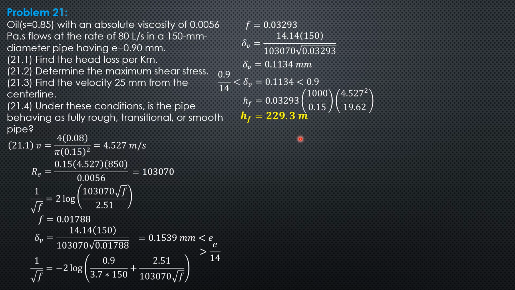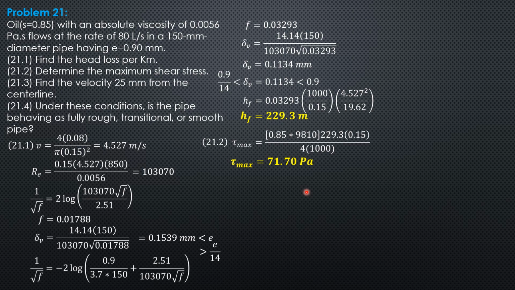Then determine the maximum shear stress. The maximum shear stress occurs at the walls, and it is gamma, the specific weight of the liquid, times head loss, times diameter over 4 times length. Although there is another formula, F rho V squared over 8, we will use this. Specific weight is specific gravity times specific weight of water in newtons per cubic meter. Head loss 229.3, diameter 0.15, divided by 4 times length, 4 times 1000. So the maximum shear stress, or the shear stress at the walls, is 71.7 pascals.